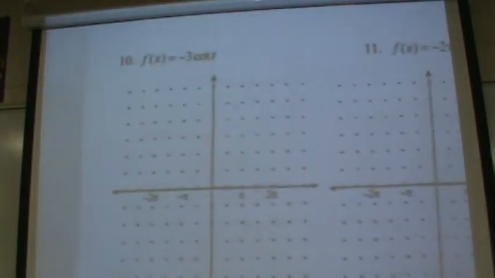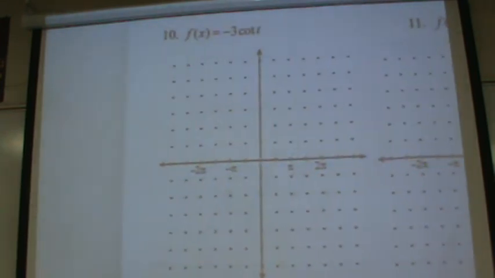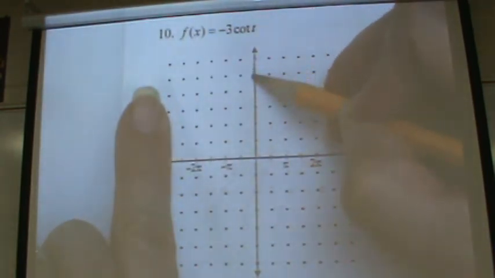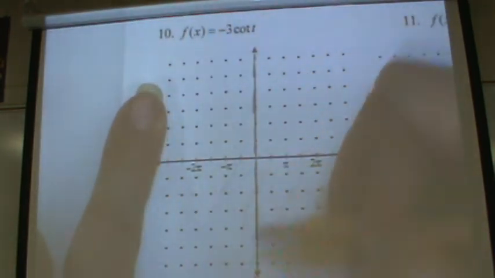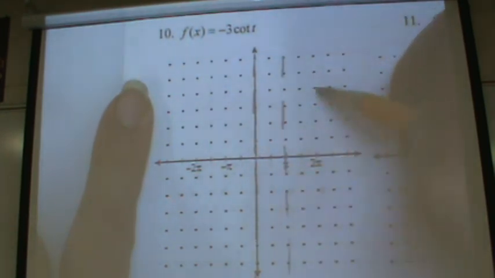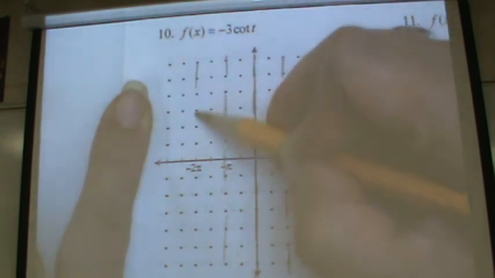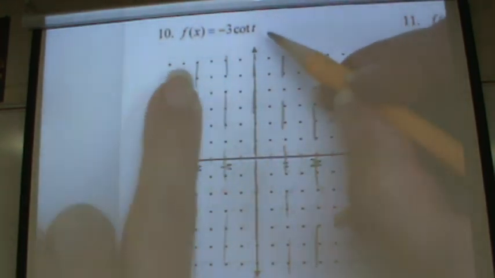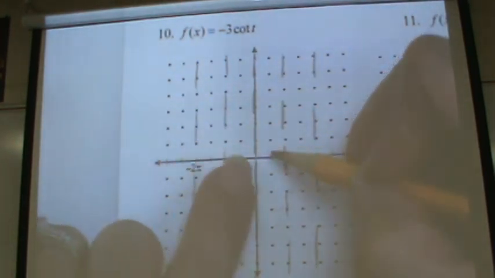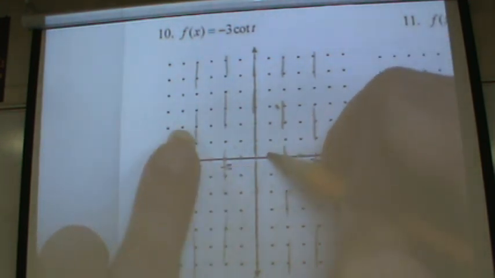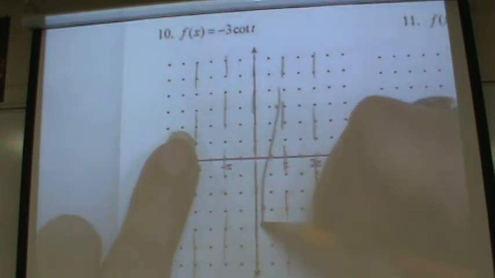Backside. So this one, Kelsey, you're going to keep your asymptotes still, because it's a cotangent. Your asymptotes are still at 0, pi, 2 pi, negative pi, negative 2 pi. Instead of it looking like a negative slope line, it's going to be a positive, but the steepness is 3. So it looks like that.